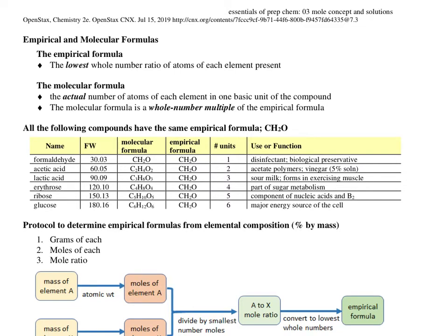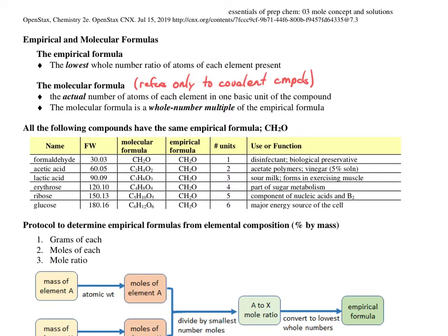We're going to draw a distinction between empirical formulas and molecular formulas. A molecular formula refers only to covalent compounds, because a molecular formula tells you the number and type of atoms that are in one molecule of that compound.